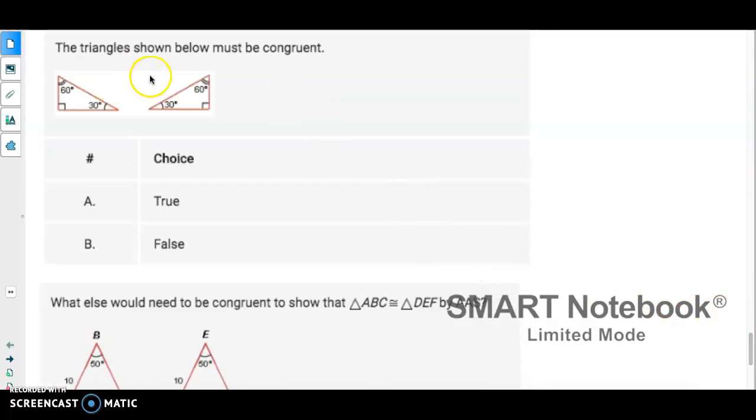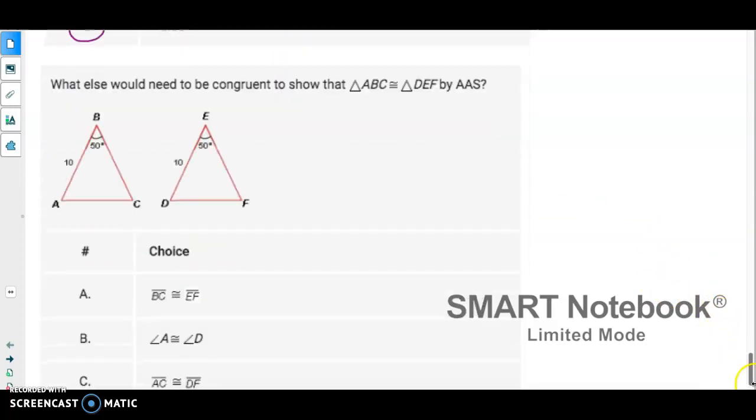This one here says the triangles shown below must be congruent. So we have the 60 angles are congruent, the 90 angles are congruent, and the 30 angles are congruent. But does angle, angle, angle say that it has to be congruent? So if you remember, angle, angle, angle was one of our special ones, and it means that it does not have to be congruent.